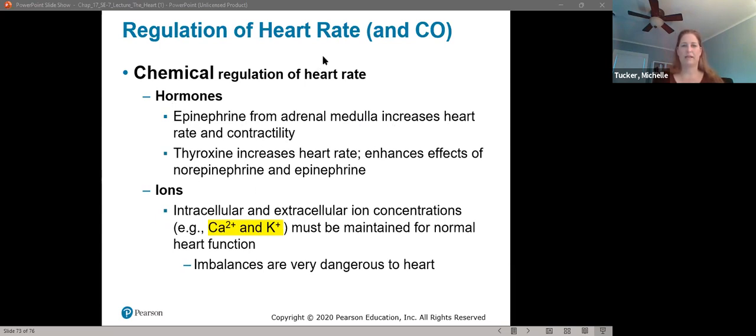But now what we're going to look at are the ions. The two ions that are going to be important in cardiac function are calcium and potassium. Calcium is very important because it affects that plateau, or it affects depolarization depending on the cell type. And then potassium is going to control repolarization. So imbalances in calcium and potassium are especially dangerous to the heart.